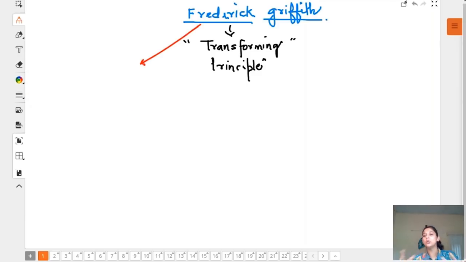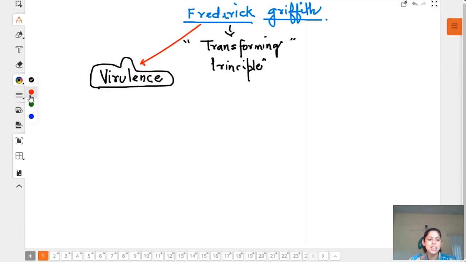First of all, he defined a word. There's a word that you need to remember. It's a very important word. He defined a word which is called virulence. Please copy with me side by side and understand. Virulence. What is virulence? It's a beautiful word. What does the word virulence mean?